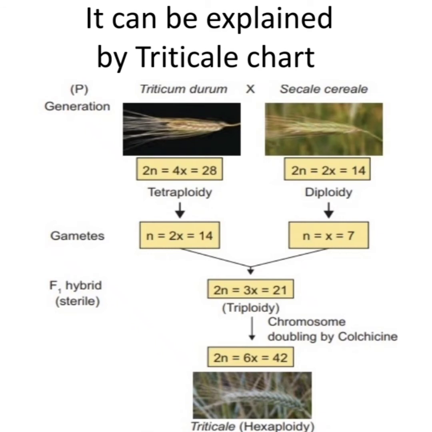And the gametes formed by Triticum durum are n = 2x = 14, whereas the gametes formed by Secale cereale are n = x = 7, and the F1 hybrid formed is 2n = 3x = 21, that is triploidy. The chromosome doubling by colchicine results in the formation of 2n = 6x = 42. So the Triticale formed is hexaploid.